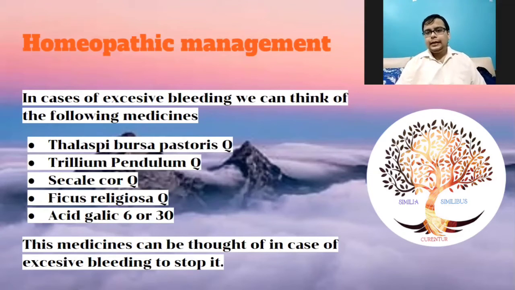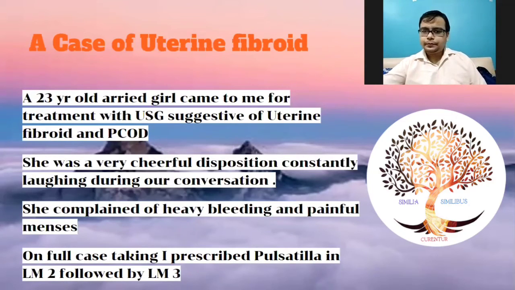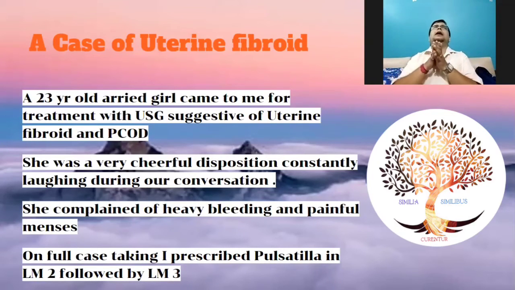And Acidum gallicum in 6 or 30 potency we can think of when all of the other medicines are not working. This is a very beautiful remedy which controls bleeding almost very immediately after its administration. Now, these were all the medicines I could think of in uterine fibroid.